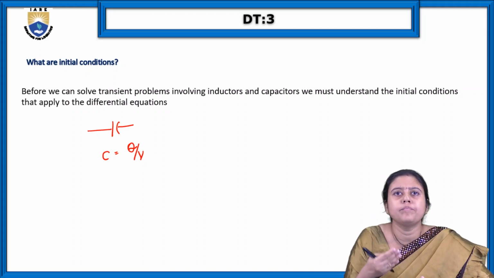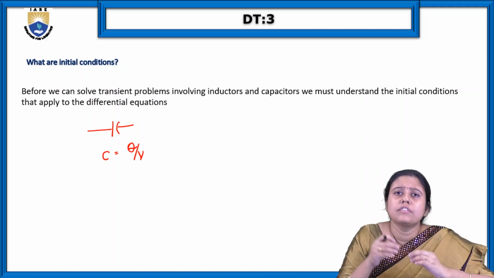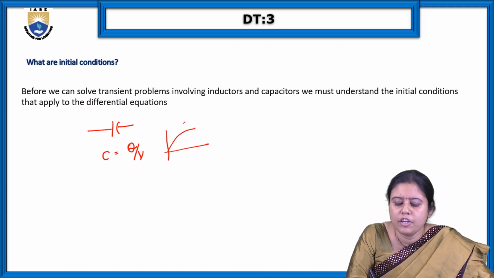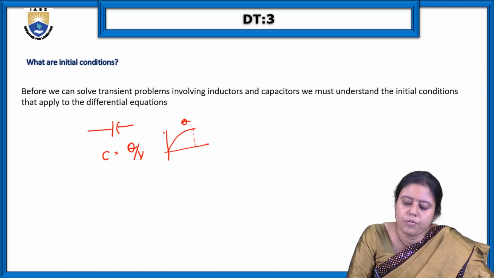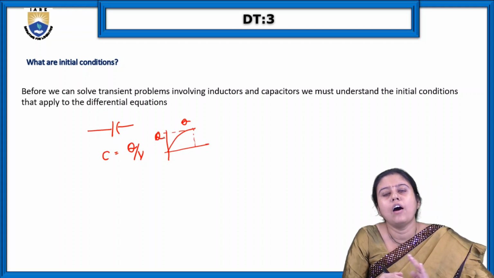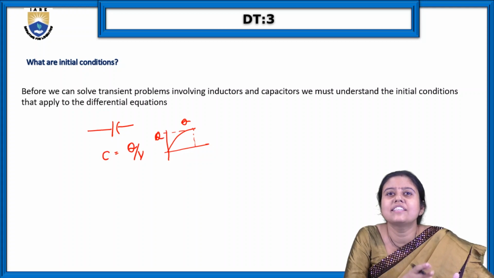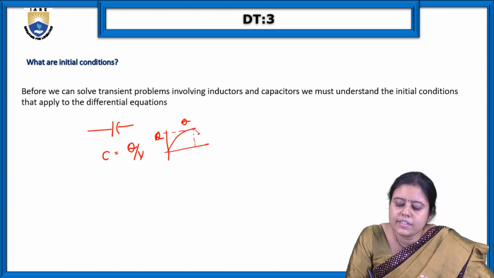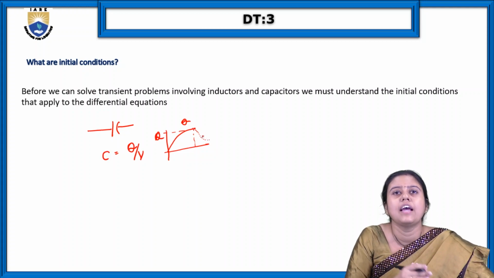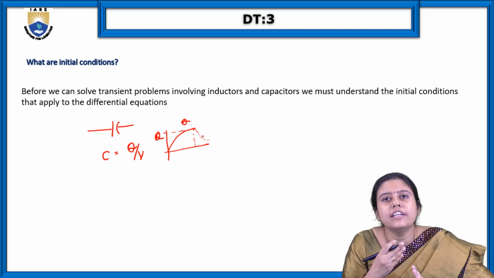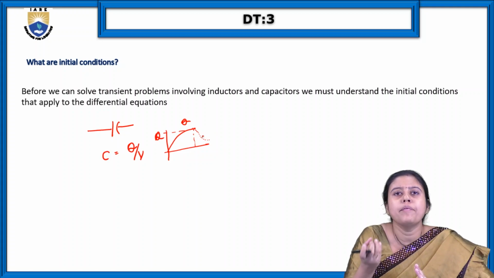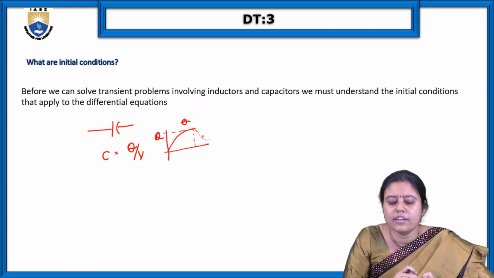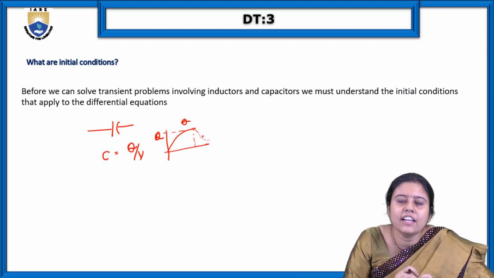Now what will happen? It will be charged. The capacitor will be charged with a Q charge. Now, suddenly we disconnect the capacitor. So the capacitor will start to discharge, but it will not fully discharge at any time. Some charge will always be present in the circuit. So this is called the initial condition.